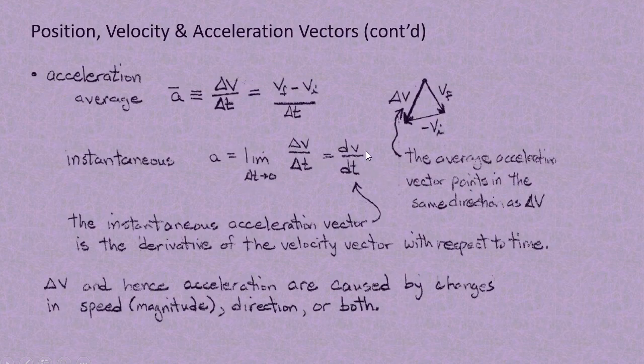And of course, this leads us to the calculus definition that the instantaneous acceleration vector is the derivative of the velocity vector with respect to time. So delta v, and hence acceleration, are caused by changes in speed, which is the magnitude of the velocity vector, and direction, or both. Let's look at how we can use unit vectors to help in our two-dimensional motion analysis.